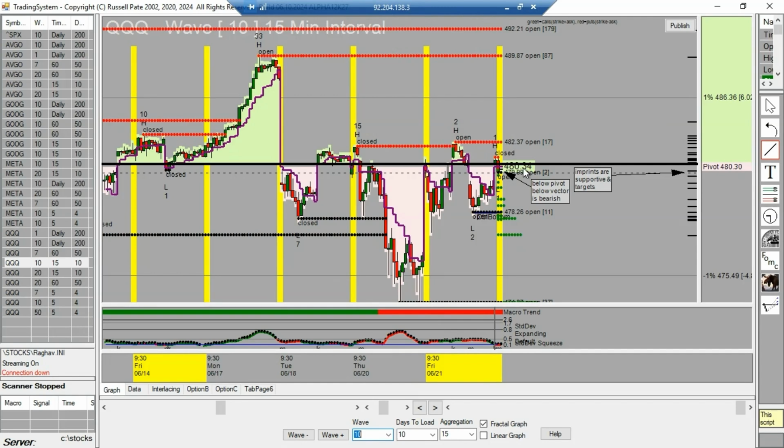You guys can see here the vector currently is at 480.34, so you can actually mark that out on your charts on bigger time frames. Of course, I'm going to be showing you the bigger time frames too, don't worry about that.